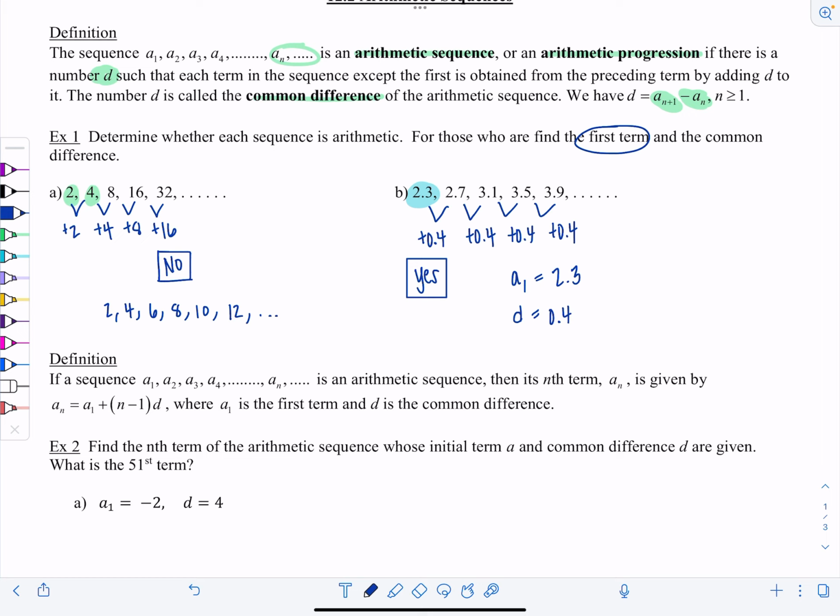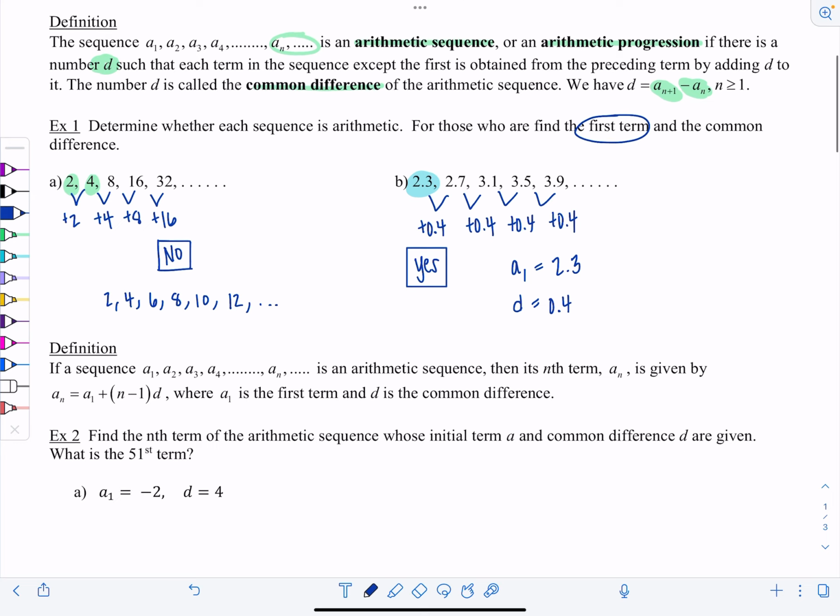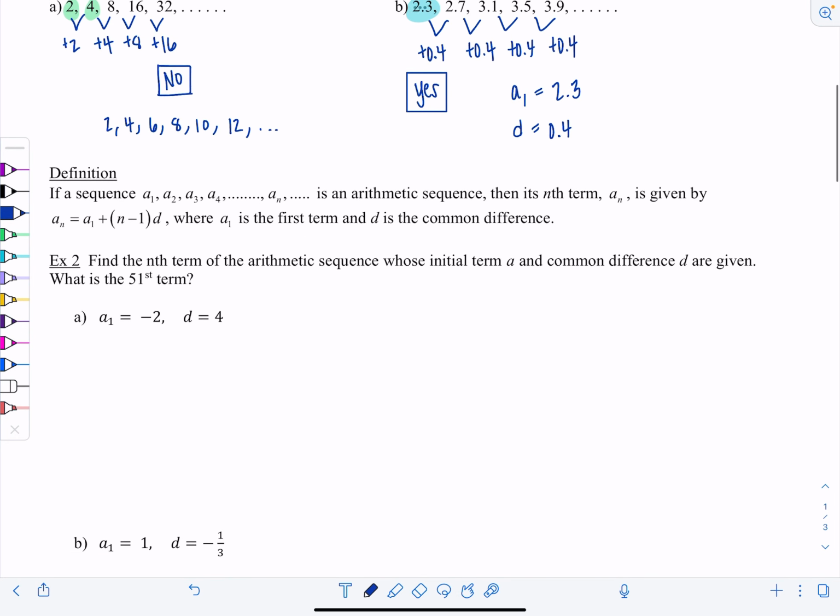Now we're going to move on to finding a formula for the general term of an arithmetic sequence. So here's our definition. If the sequence A1, A2, A3, up to AN, etc., is an arithmetic sequence, then its nth term, or the general term, A sub n, is given by the following formula. This for sure you need to memorize. AN is equal to A1, plus n minus 1 times D. A1 is the first term, like we talked about, and D is that common difference. Memorize this.